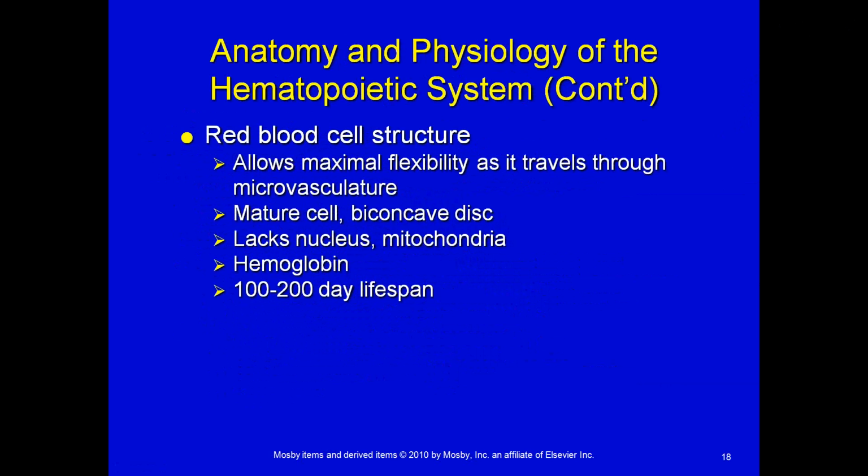Red blood cell structures. The red cell is round and biconcave, and as a result of that shape, it's allowed some flexibility as it travels through the microvasculature. It can become long and narrow through tighter spots, and so it has some flexibility there. When it gets together with other red cells, because they're all disc-shaped or round, they have a tendency to roll off each other, so they don't stick together.